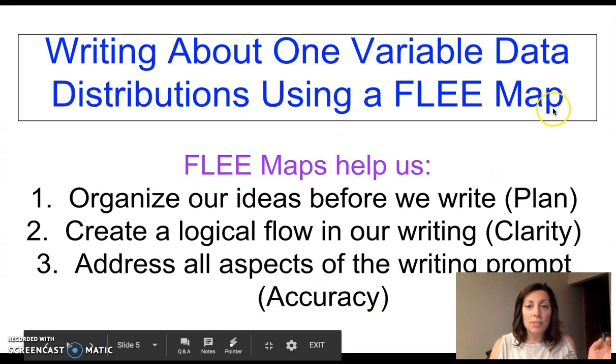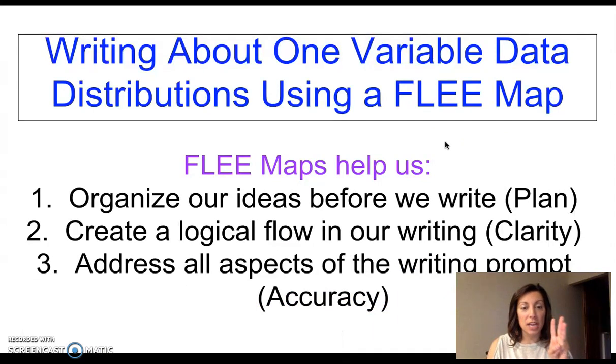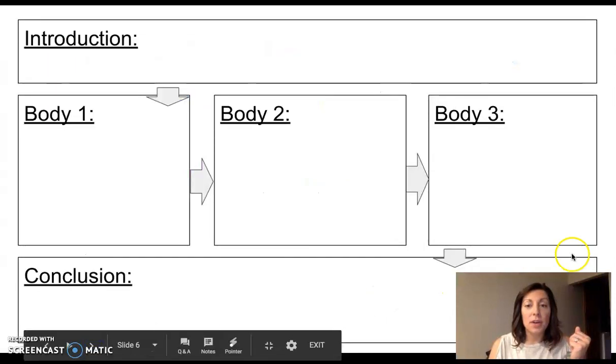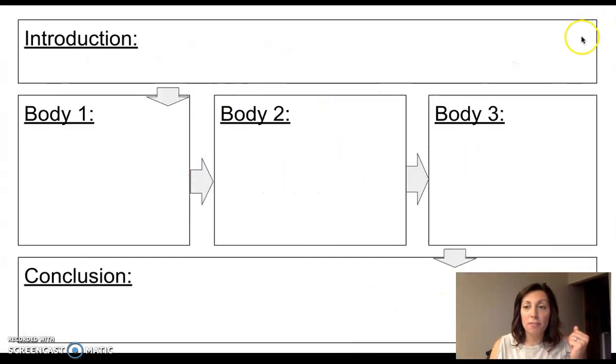Okay, so we're going to use the flea map again, because remember the flea map helps us do 3 things. Flea maps help us plan our writing so it's nice and organized. Flea maps help our writing have clarity so there's a logical flow. And flea maps help with accuracy, so we'll make sure to address all parts of the prompt. So here's the flea map that we're going to be using today. It's a 3 body paragraph flea map.